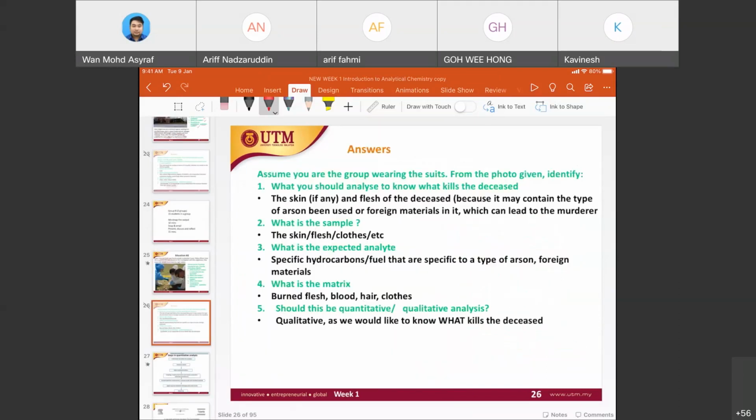Alright, so the skin, yes. Most of you say the skin and the flesh of the deceased, because it may contain the type of accelerant that has been used, or foreign materials in it which can lead to the murderer. The sample: skin, flesh, clothes. The expected analyte, in this case, is specific hydrocarbon.